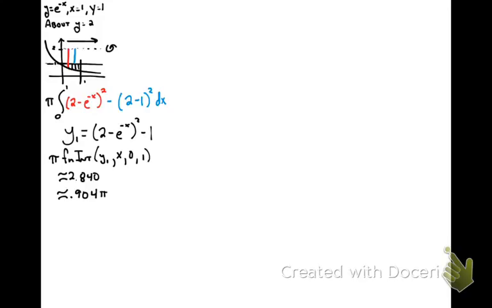If you were to clean up our integral, because we intend to do this by hand, it would be pi times the integral from 0 to 1 of, when we expand this, 4 minus 4 e to the negative x plus e to the negative 2x minus 1. And when you clean that up a little bit, you have the integral from 0 to 1 of 3 minus 4 e to the negative x plus e to the negative 2x.